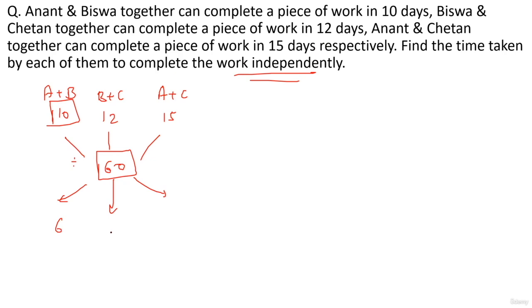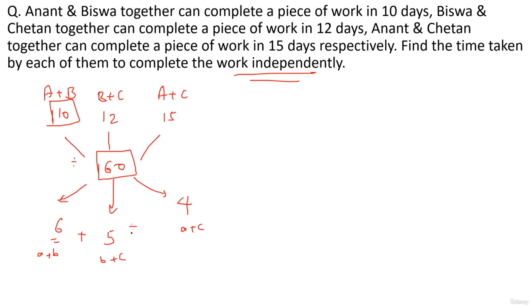B plus C का efficiency क्या होगा? 60 divided by 12, 5 units per day. And A plus C का efficiency क्या होगा? 60 divided by 15, 4 units per day. Okay. Now understand, 6 units में A and B are together, 5 units में B and C are together, and 4 units में A plus C are together, right?